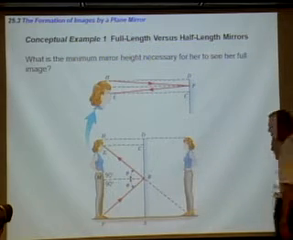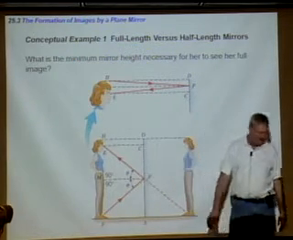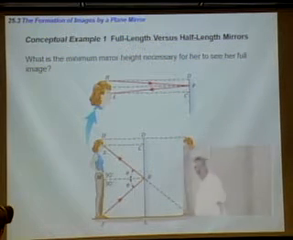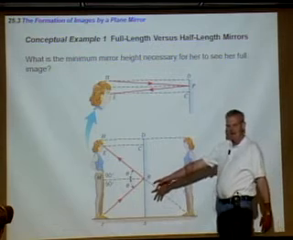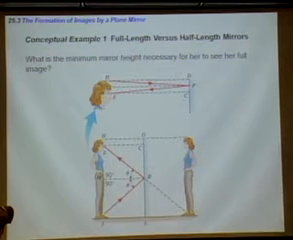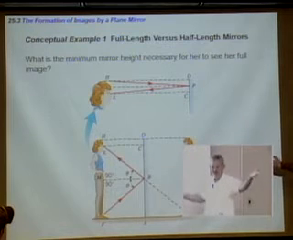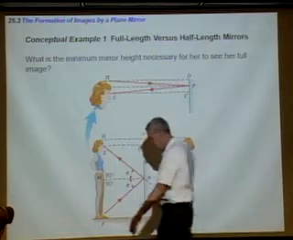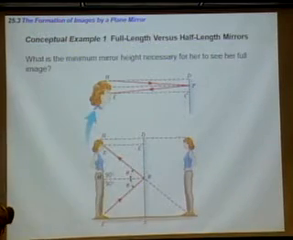In other words, if I need a full-length image of myself, all I need is a mirror that's half my height. Okay? Now I have to stand an appropriate distance away behind it. But actually, if you had a mirror this big and stood way far away from it, you couldn't see anything in it, but you could get your whole image in there possibly. But anyway, you just need one that's about half your height.